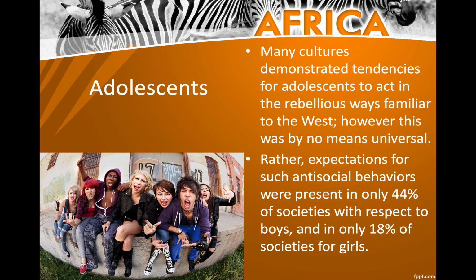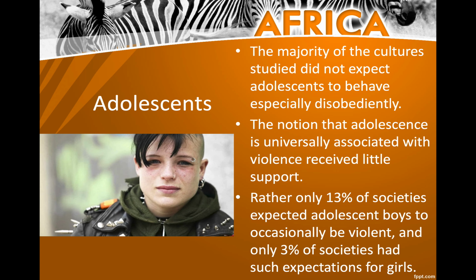Many cultures demonstrated tendencies for adolescents to act in the rebellious way familiar to the West. However, this was by no means universal. Rather, expectations for such antisocial behaviors were present in only 44% of societies with respect to boys and in only 18% of societies for girls. Girls need to be controlled because you need to control their reproductive capabilities. And that's the way most societies deal with young females.